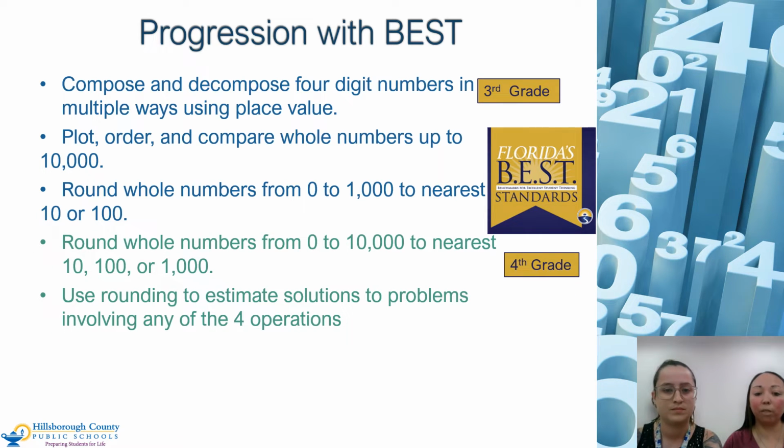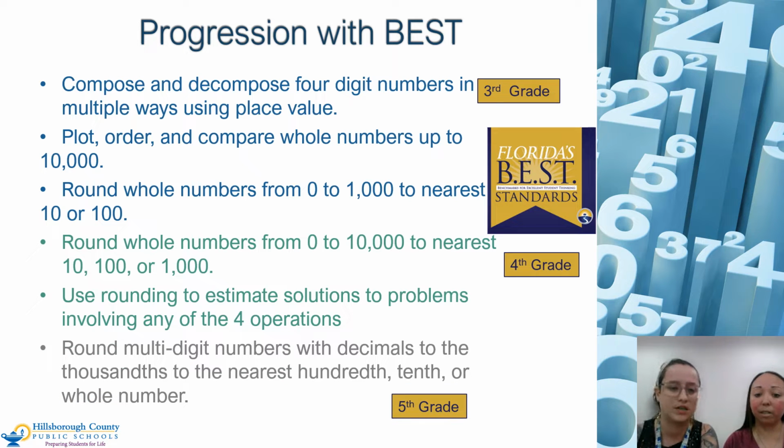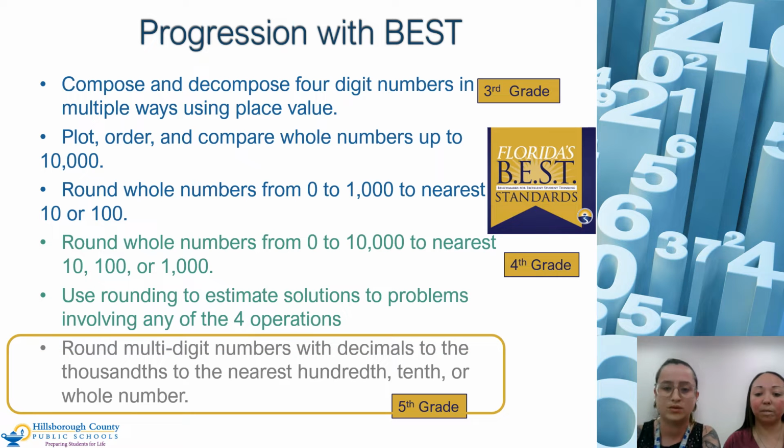When we get into fourth grade, they're now rounding whole numbers from 0 to 10,000 to the nearest 10, 100, or 1,000. And they're also using rounding to estimate solutions to problems using any of the 4 operations. Then we continue to build on that knowledge in 5th grade, and we talk about rounding multi-digit numbers with decimals to the thousandths place, and we round them to the nearest hundredth, tenth, or whole number. This is going to be where most of our focus is today for our Dive in 5 video.